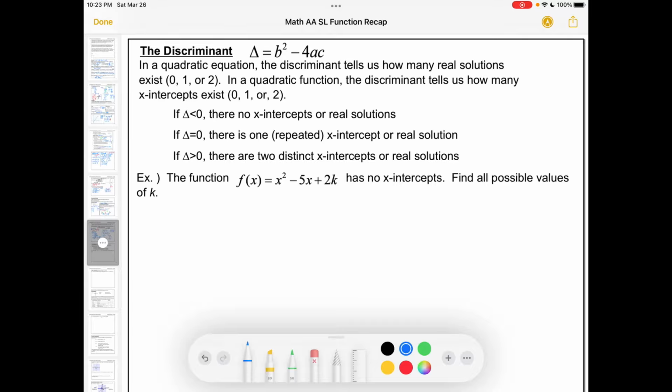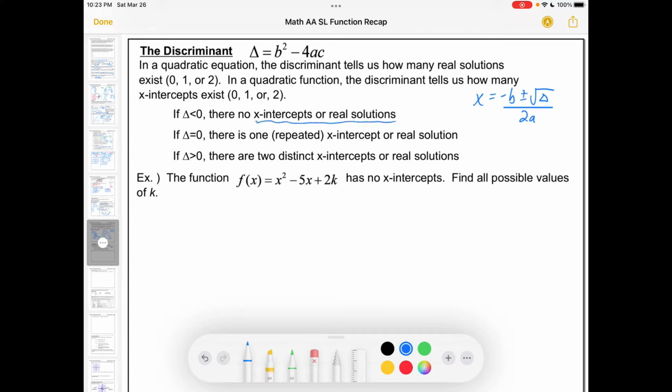The discriminant is just the part under the square root in the quadratic formula. So I have math socks that give the quadratic formula just like this: negative b plus or minus the square root of the discriminant over 2a. And if the discriminant's negative, then there are no real solutions.